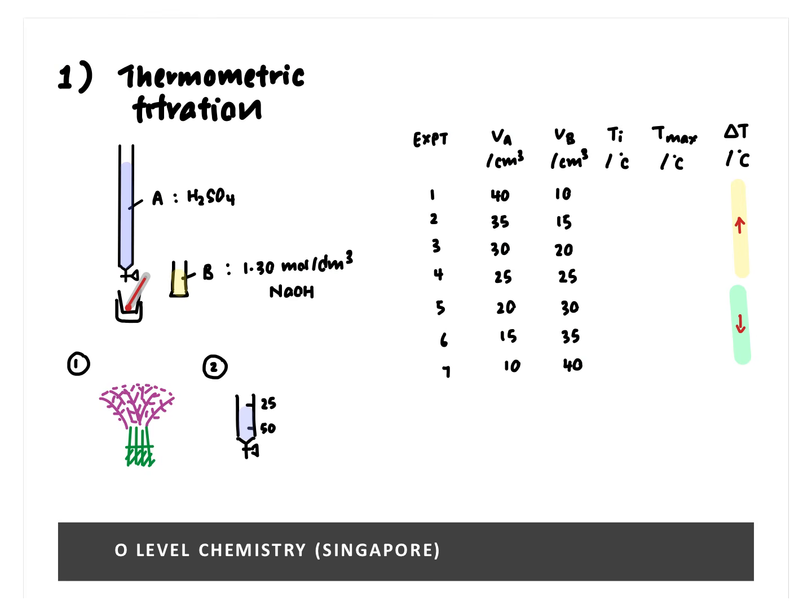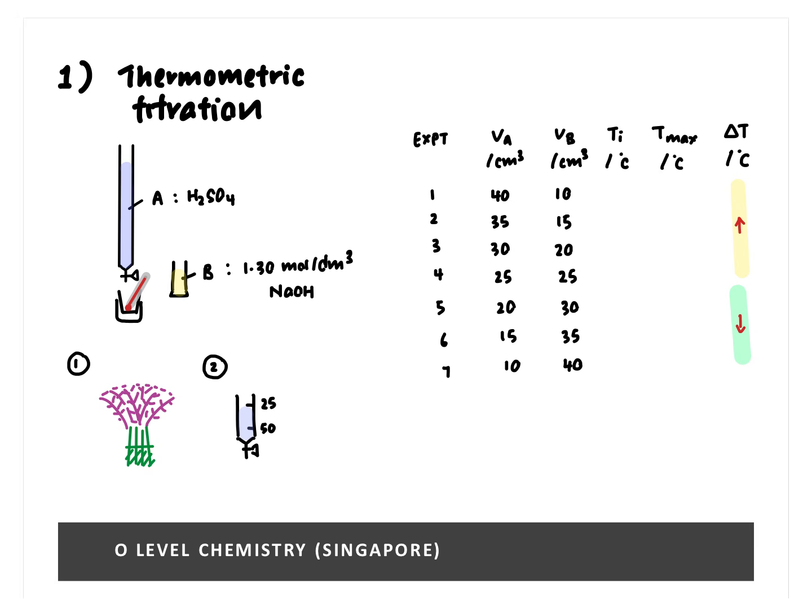So the first experiment is a thermometric experiment where we are supposed to mix different volumes of solution A with solution B and we measure the temperature change. This is a standard thermometric titration experiment. However, it's a bit tedious.